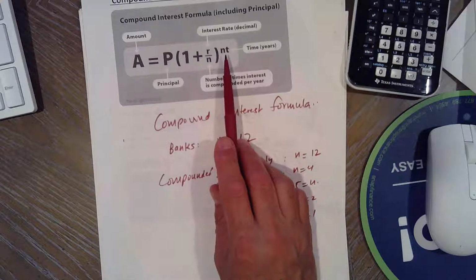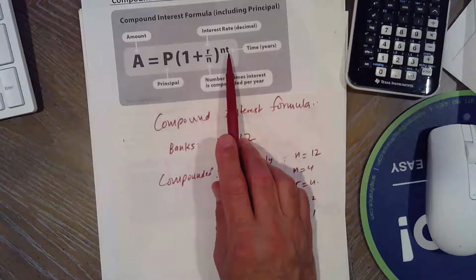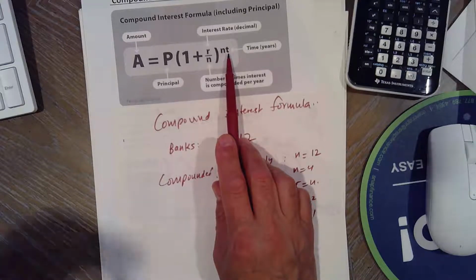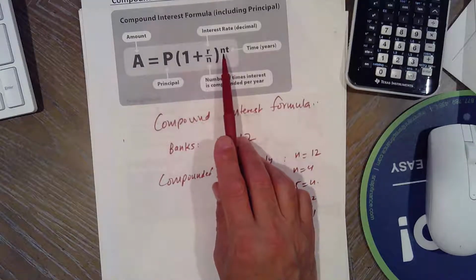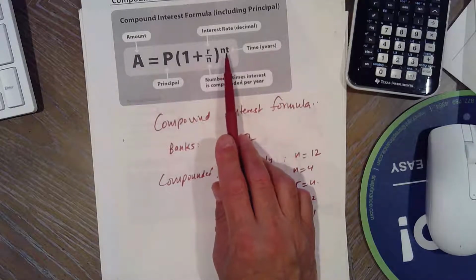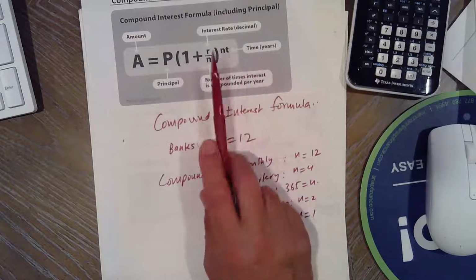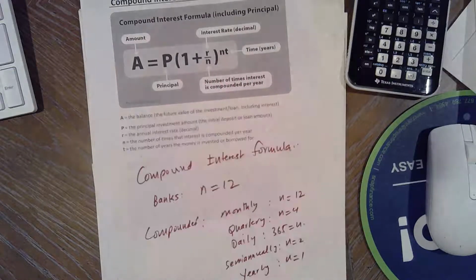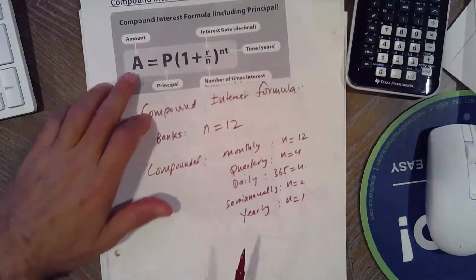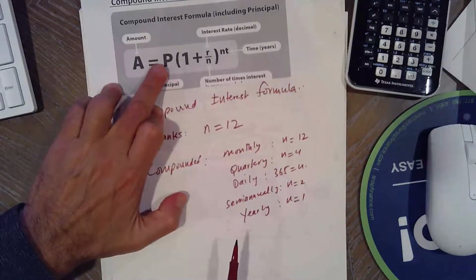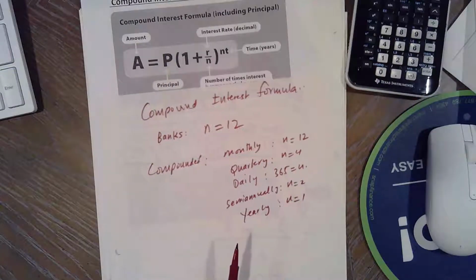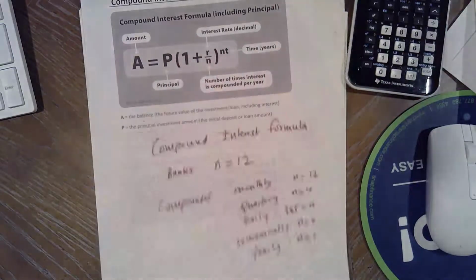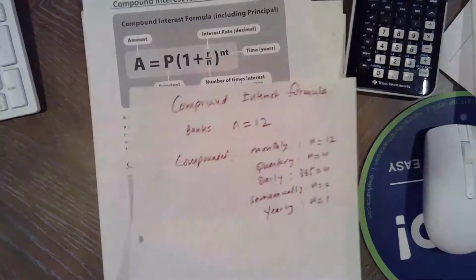T is, if it's a 30-year mortgage, then T is 30. If it's a 5-year auto loan, then T is 5. And you notice that there's also an N in the exponent, okay? So this is the formula to calculate the balance or the amount for a principal, whether it's the money you invest or the money you borrow, under these conditions that we just talked about. Let's see an example about that.